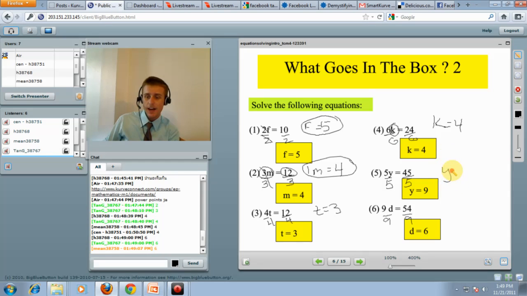So 45 divided by 5 is 9. 54 divided by 9 is 6.